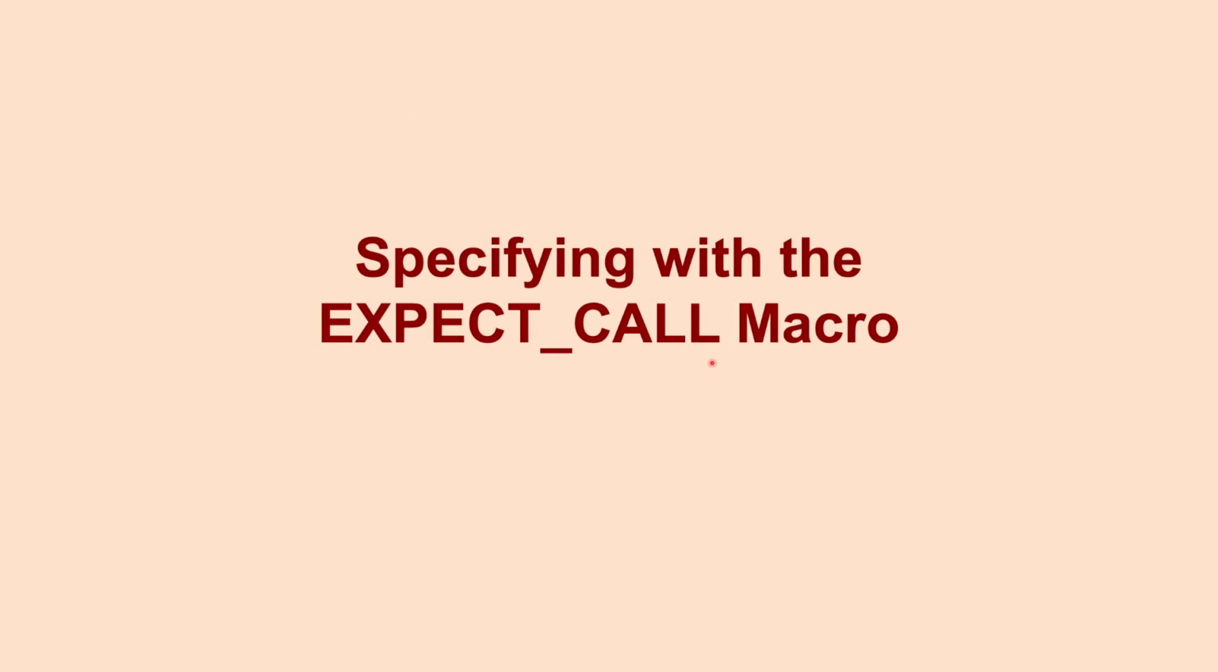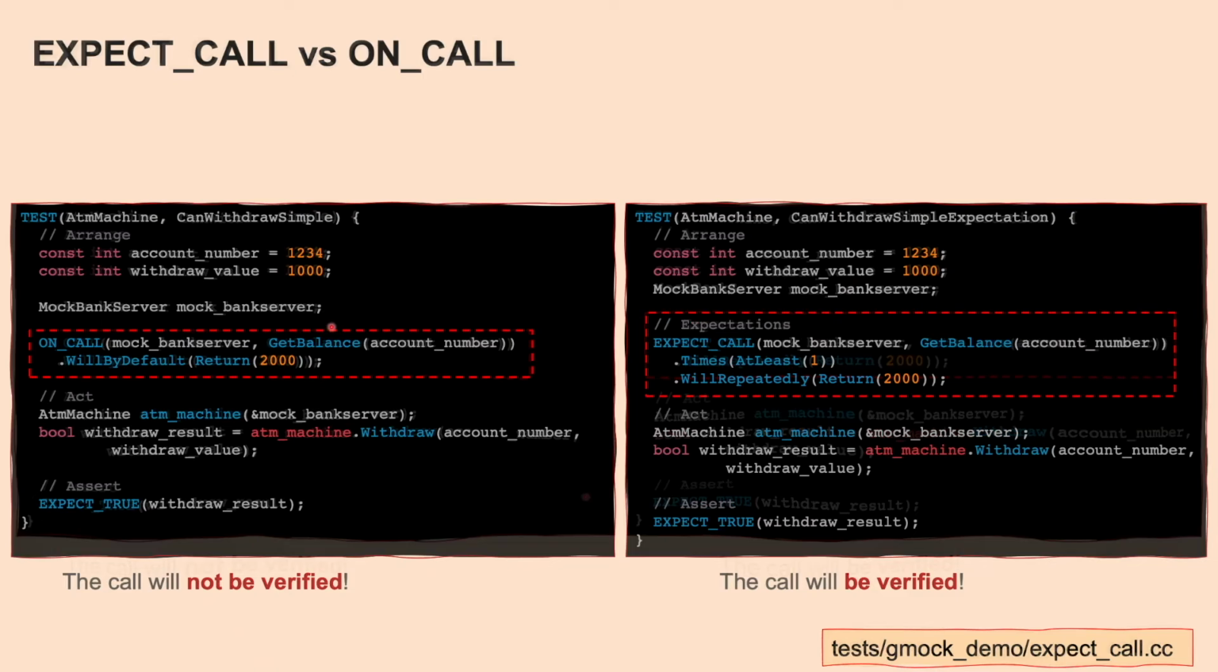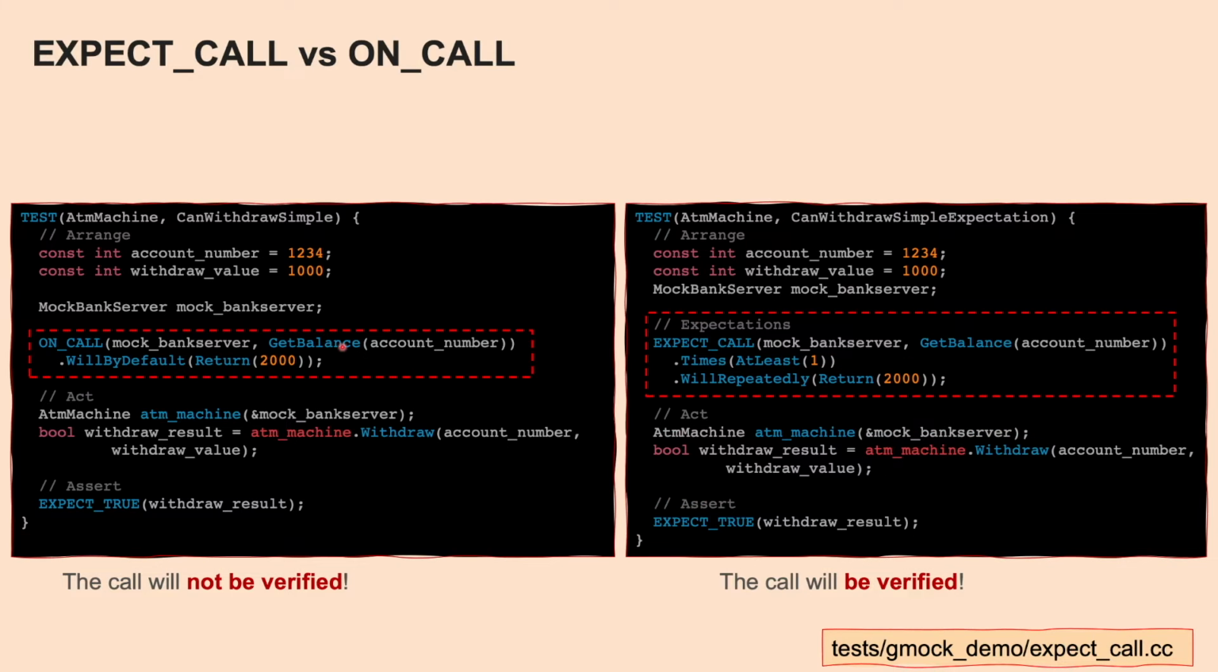Up next, let's talk about the expectCall macro. We talked about onCall, and now let's see what is the difference between expectCall and onCall macros. Let's put them side by side to see what's the difference. Here I'm saying when getBalance was called with account number as its parameter, return 2000. And later inside my withdraw function, the getBalance function is actually called with this parameter, for which the mock is returning 2000, and therefore the result of my test would be true.